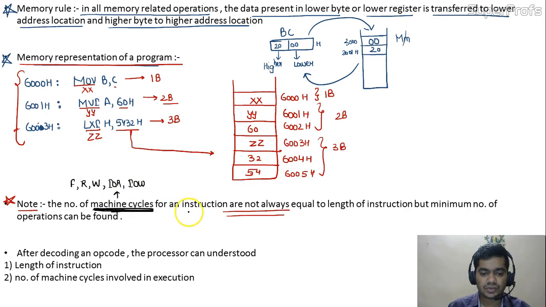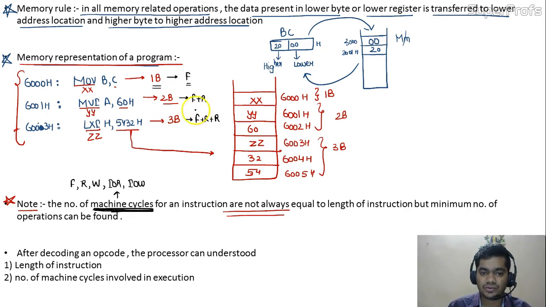So it is not always equal to the length of the instruction. When we study these instructions, you would be able to see that the machine cycle involved in this instruction is fetch. For this one the machine cycles involved are fetch plus read, and for this there would be fetch plus read plus read. So these are the machine cycles involved, but here we can see that the number of bytes is equal to the number of machine cycles.